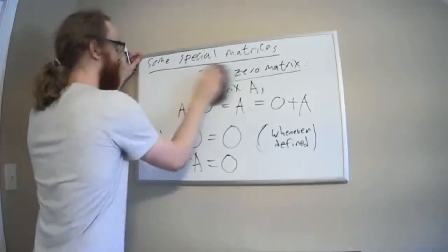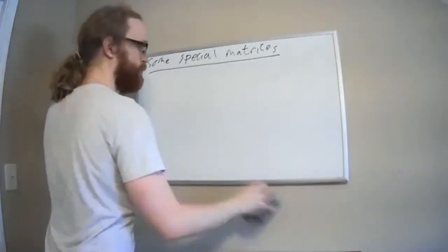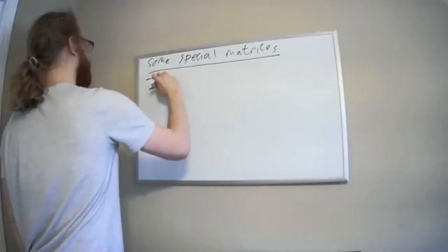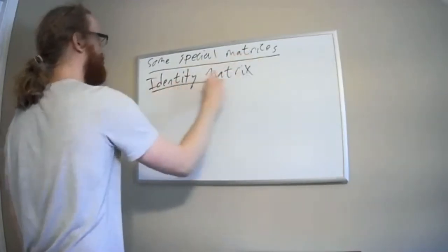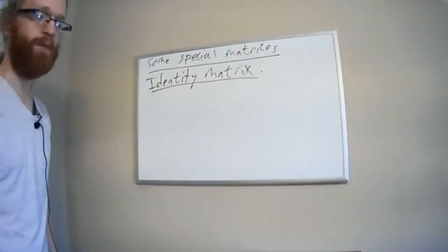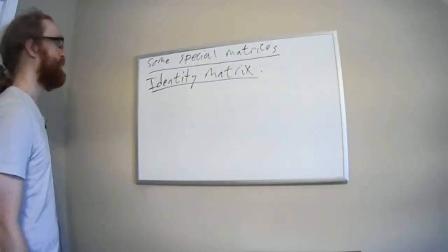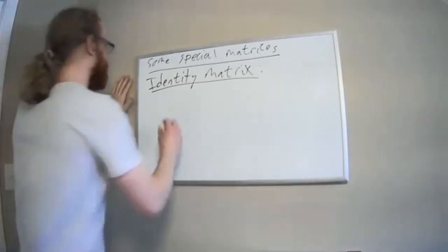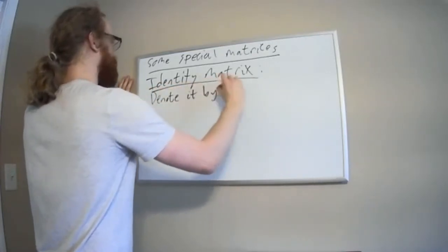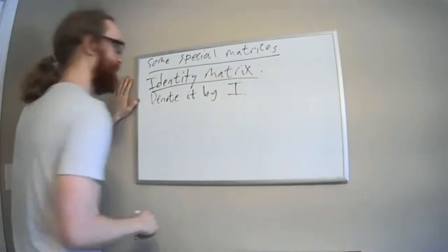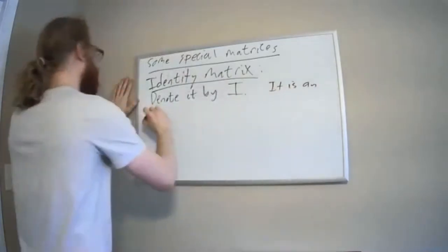Okay. The next special matrix is called the identity matrix, and this is going to take over the role of the number one. So this is the identity matrix. And I need to describe for you what it is, how to write it down. It's not a matrix whose entries are all one. It's different because of the way matrix multiplication works. So we're always going to denote it by I, first of all. So I is for identity matrix. And here's how it goes. It is an n by n matrix.